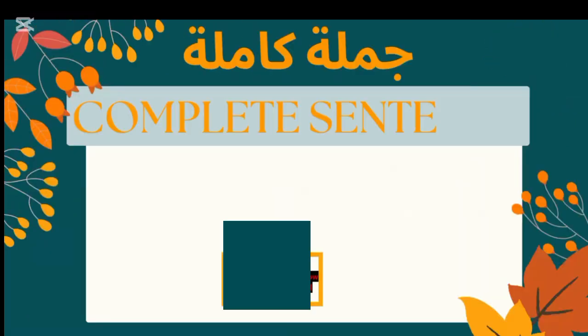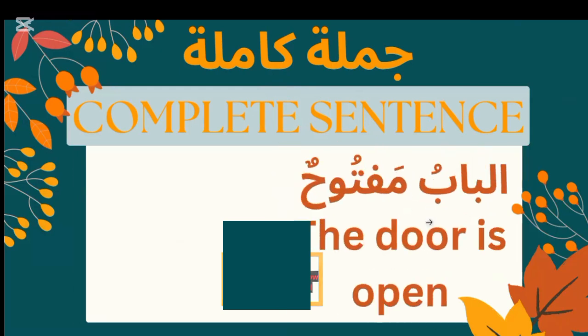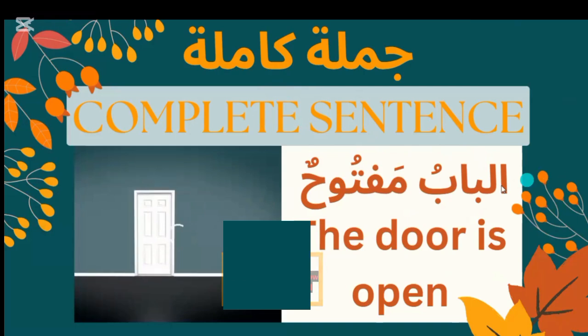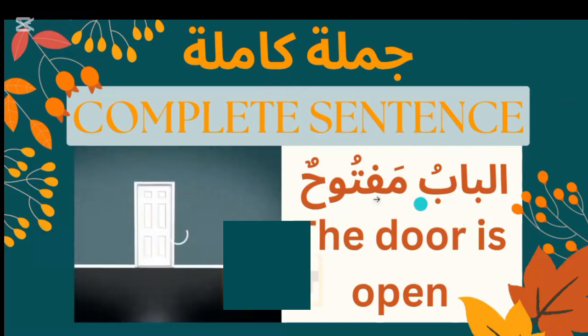Okay, now Jumla Kamila. Jumla Kamila means complete sentence. How to make a complete sentence in the Arabic language? Al-babu maftuhun. Al-bab is ma'rifa and maftuhun is nakira. Al-babu maftuhun means the door is open.